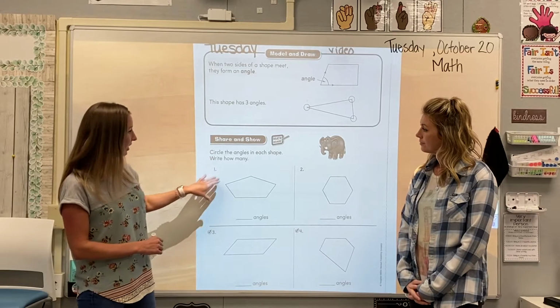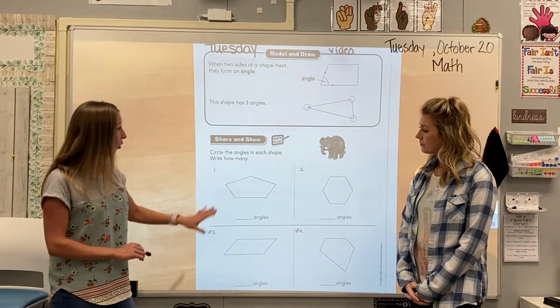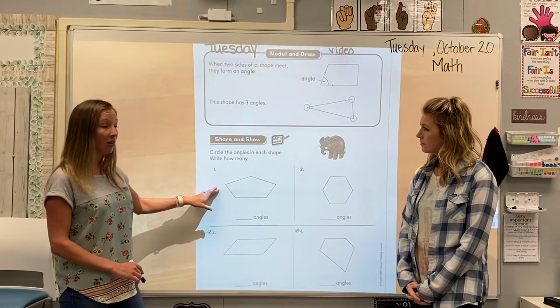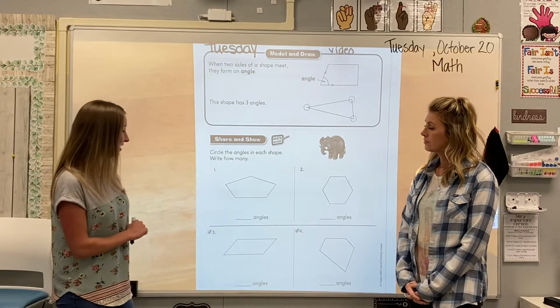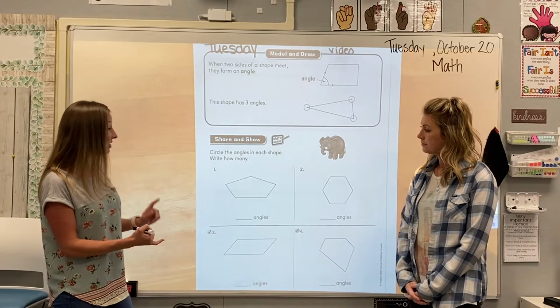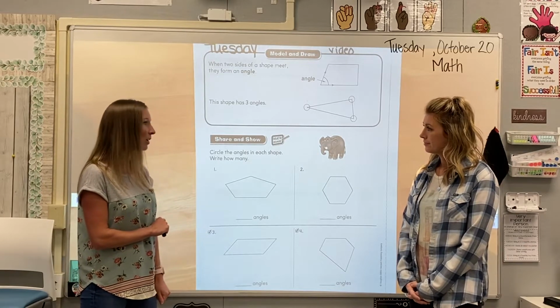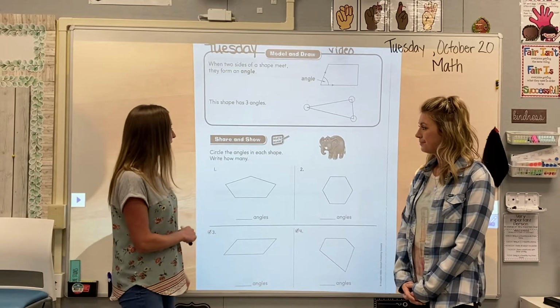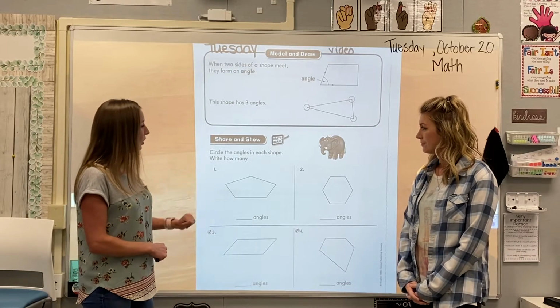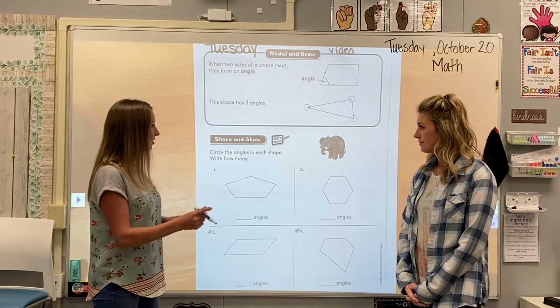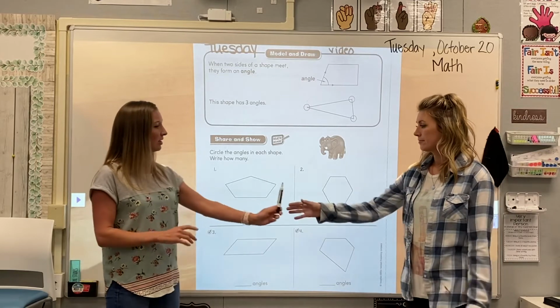We are going to look at each of these shapes, and the only thing that we have to count is the number of angles on each of these shapes. We don't have to write down the sides or the vertices, just the angles. Mrs. Grant, do you think we can do it? I think so. All right, why don't we take a look at number one? Would you like to try and circle some of the angles that you see on that shape?